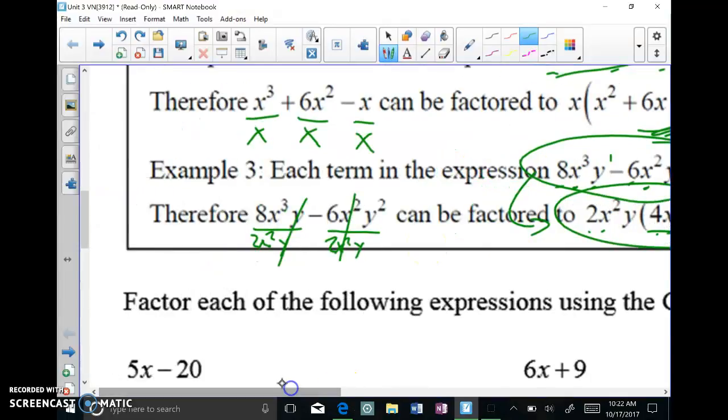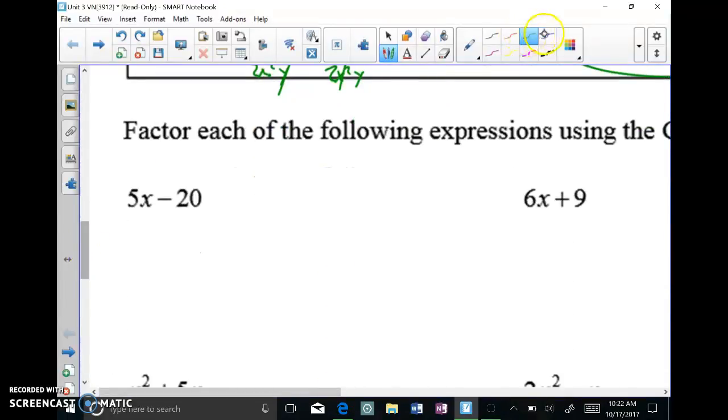All right, let's try some fresh problems where the answers aren't written out for you. So factor each of the following expressions using the GCF method. That's what this says here. But I'll stay zoomed in for you. So 5x minus 20. What can you divide them both by? Well, they don't both have x, so I can't take out x. But I can divide 5 and 20 both by 5.